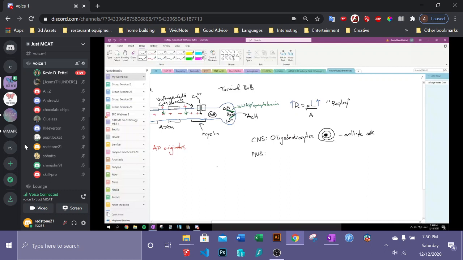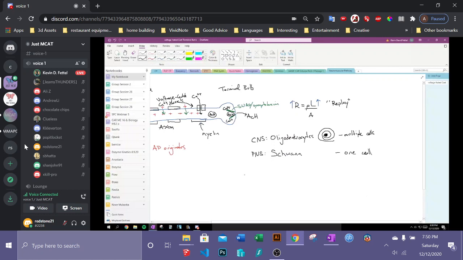What is the name of the myelin producing cell in the PNS? Schwann, yeah, Schwann. S-C-H-W-A-N, Schwann cells. Okay, and so they're in the periphery, PNS, and they just do one little loop here, but they also interact with one cell.